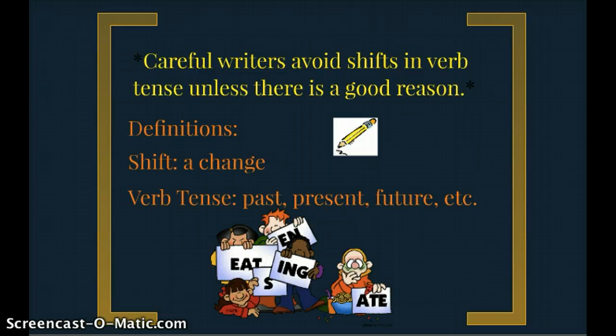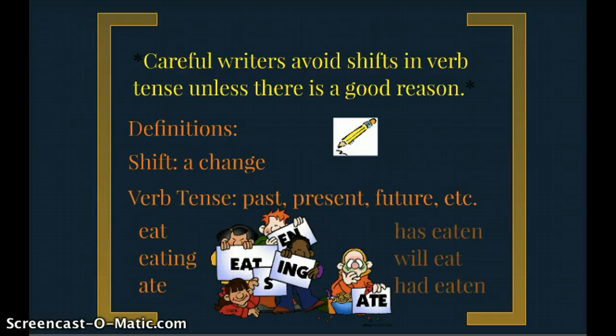Here's some examples of taking one verb and changing it into some of the different tenses. You can have eat, eating, ate, has eaten, will eat, and had eaten. Some of these are past, some of these are present, some of these are future. When you write, you want your verb tense to be the same all the way through your story. Please pause and make sure you get the definitions written down for shift and verb tense.